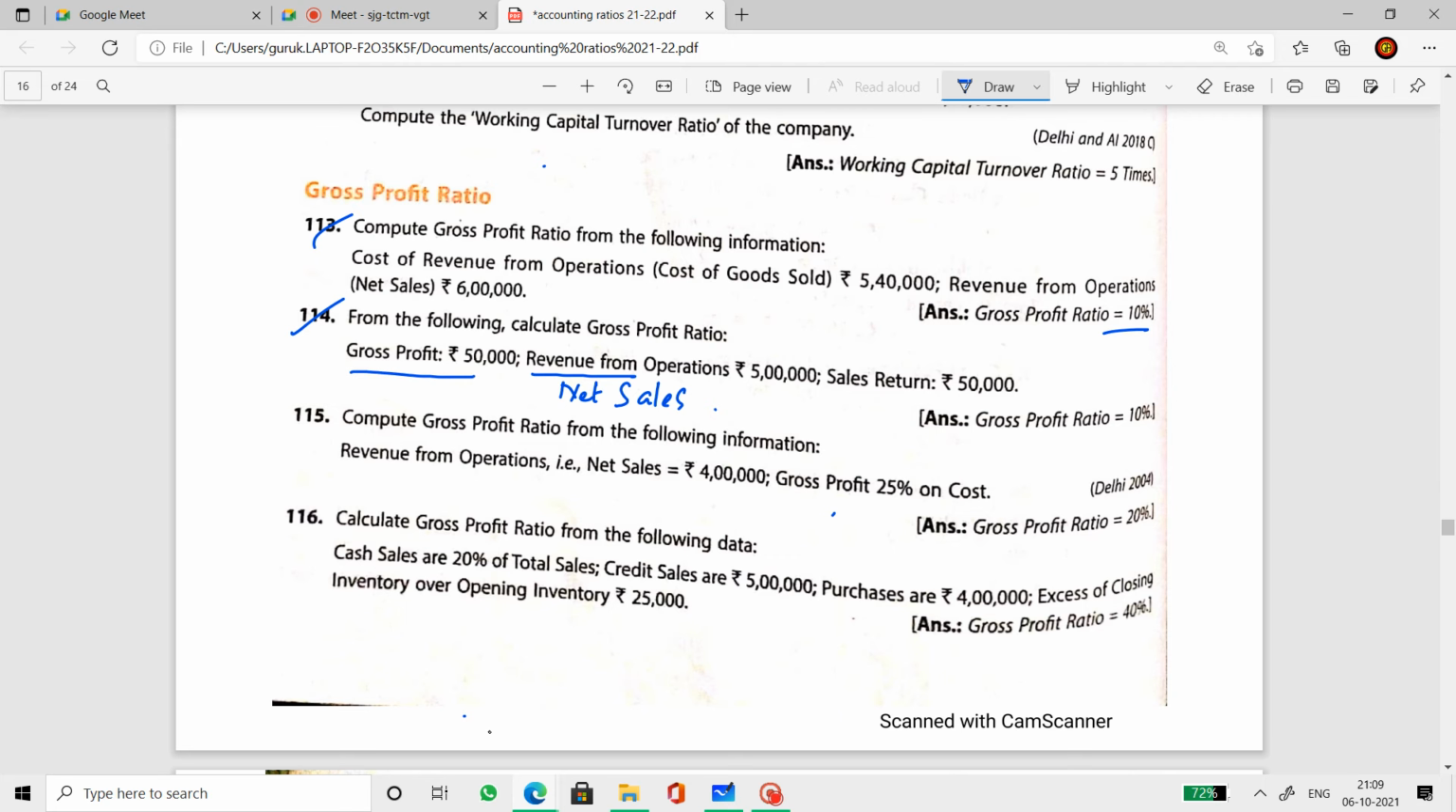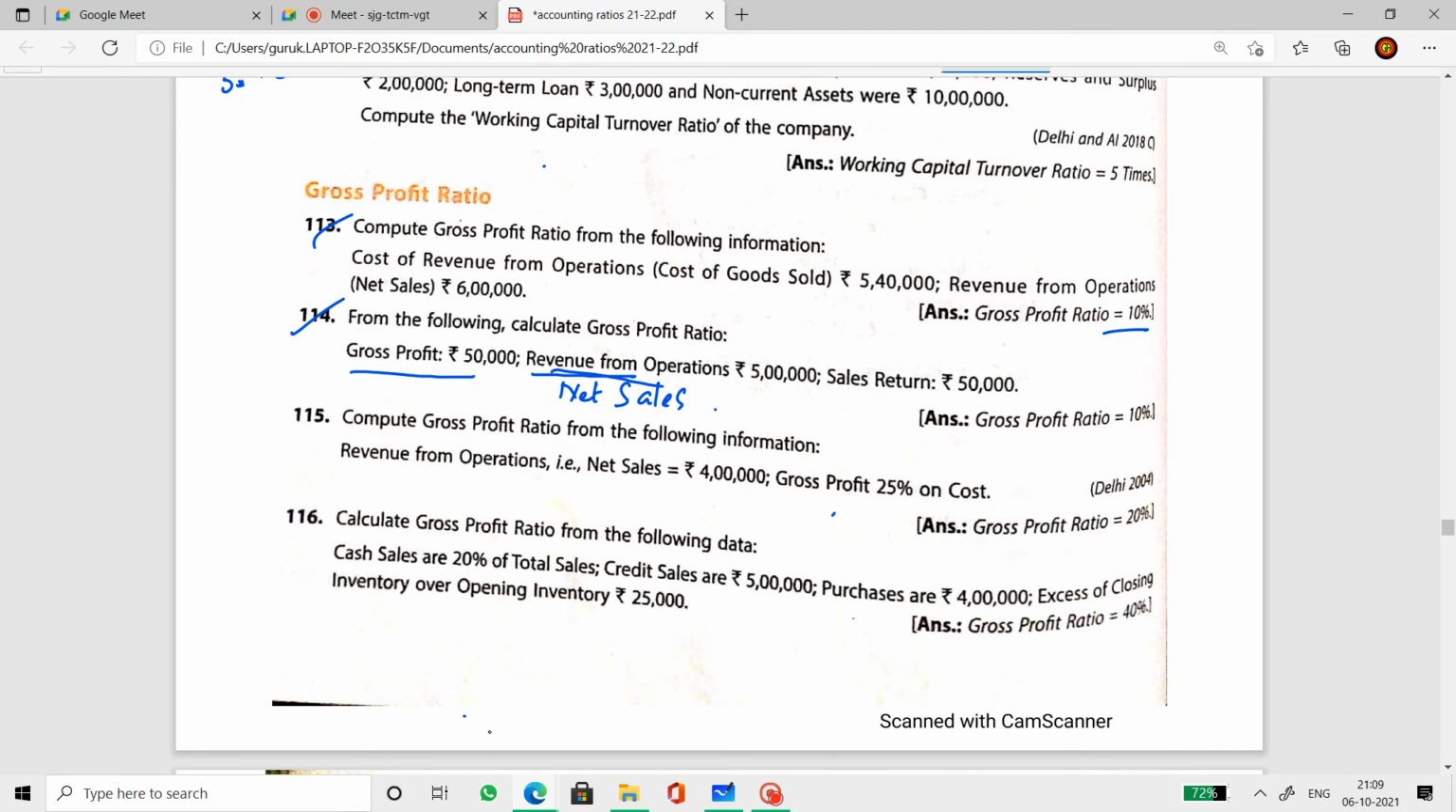Gross profit is given as 50,000. Revenue from operation is given as 5 lakh. Sales return is also given separately. This is given just to confuse you. Sales return is already adjusted in revenue from operation. So revenue from operation means net sales after adjusting the sales return. So don't subtract it further, just put it in the formula.